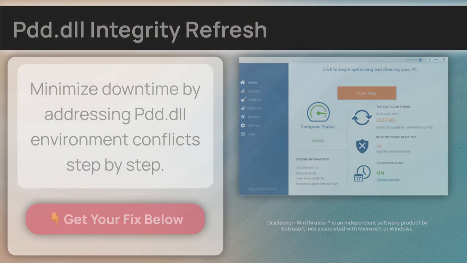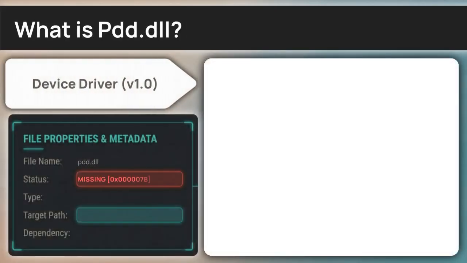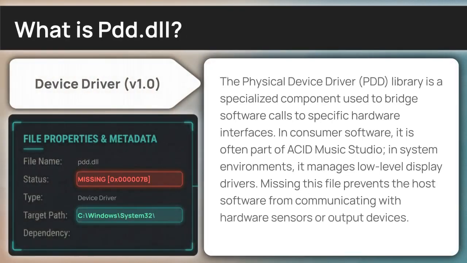This is the Pdd Library. The physical device driver, Pdd Library, is a specialized component used to bridge software calls to specific hardware interfaces. In consumer software, it is often part of Acid Music Studio. In system environments, it manages low-level display drivers. Missing this file prevents the host software from communicating with hardware sensors or output devices.